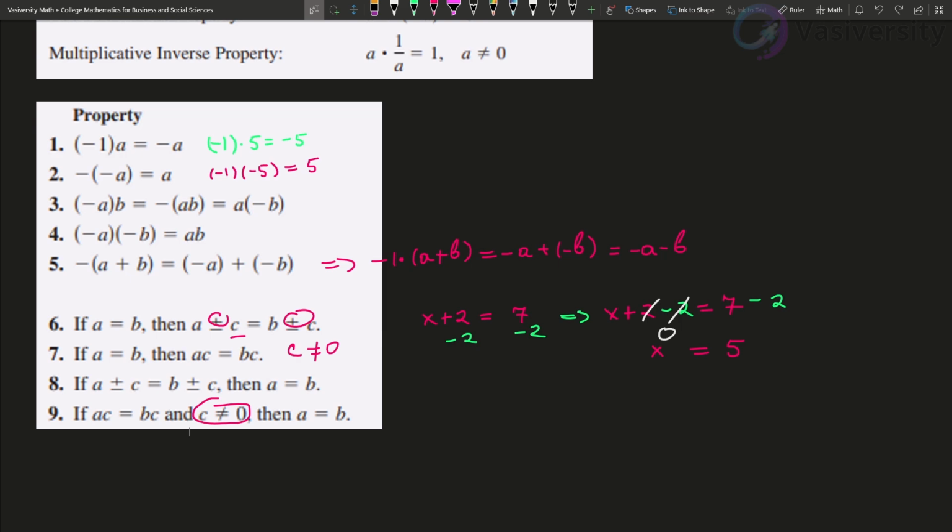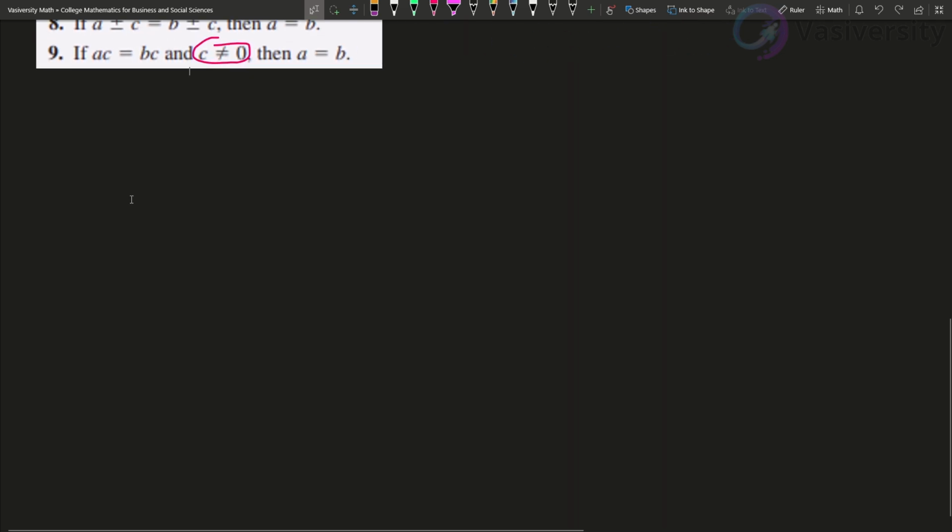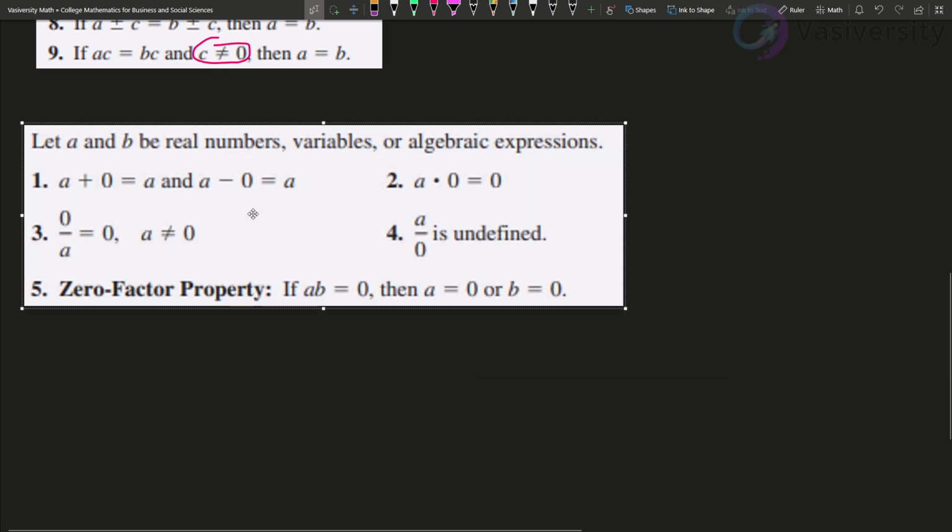Now, since we've been talking a lot about 0, let's take a look at the properties of 0. Let a and b be real numbers, variables, or algebraic expressions. Number 1: if we add a 0, the additive identity, we're just going to end up with our number. And same thing if we subtract 0, it doesn't change anything.